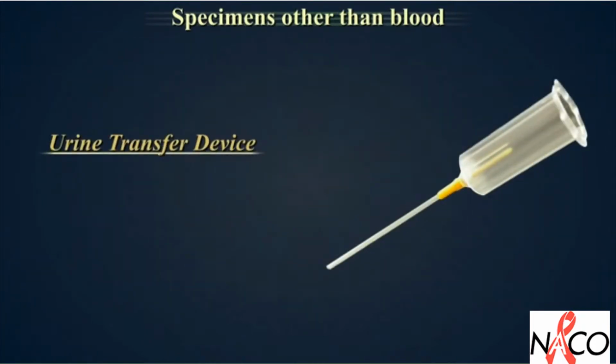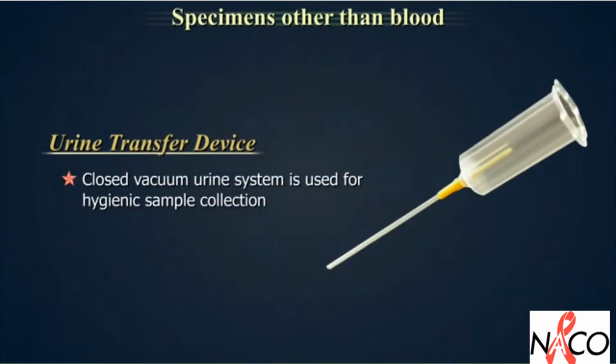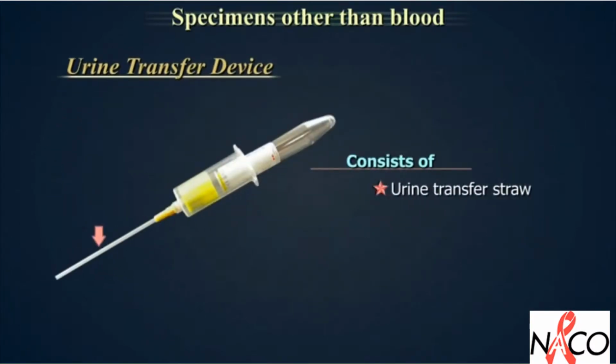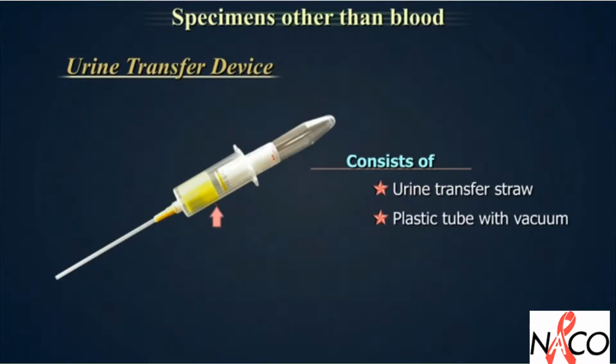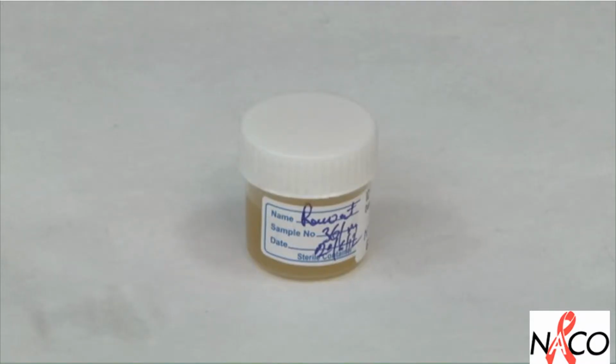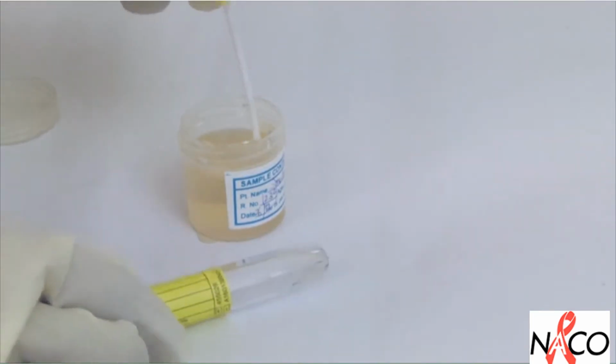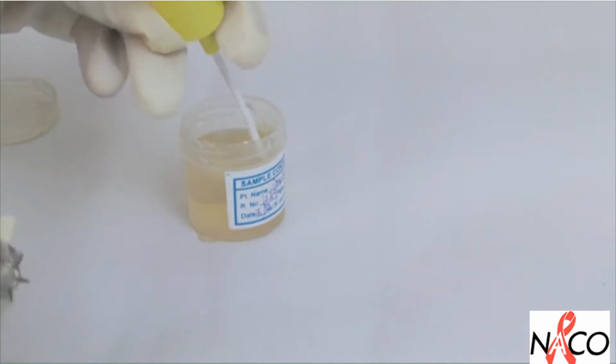Urine transfer device. Every urine sample is potentially infectious. By using the closed vacuum urine system, hygienic sample collection and laboratory processing can be ensured. The device consists of a urine transfer straw and a plastic tube with vacuum. Collect a clean catch urine sample in an appropriate urine beaker. Immerse the urine transfer device in the urine sample.